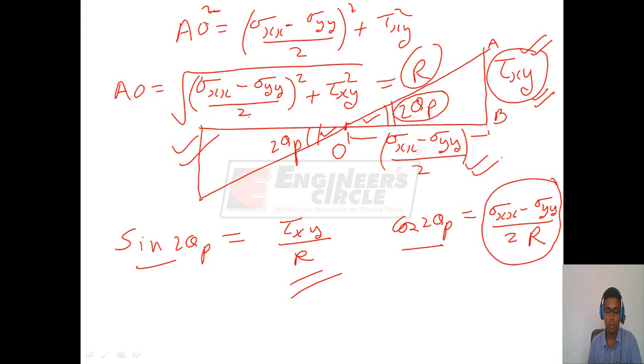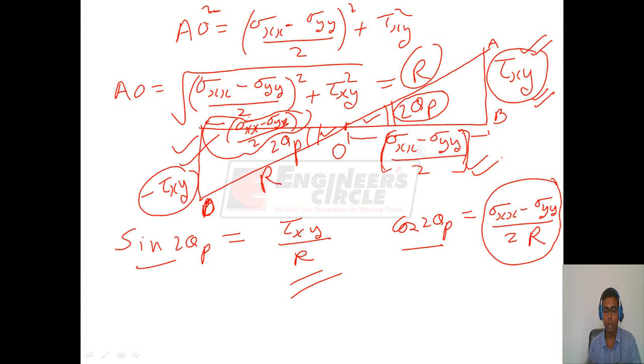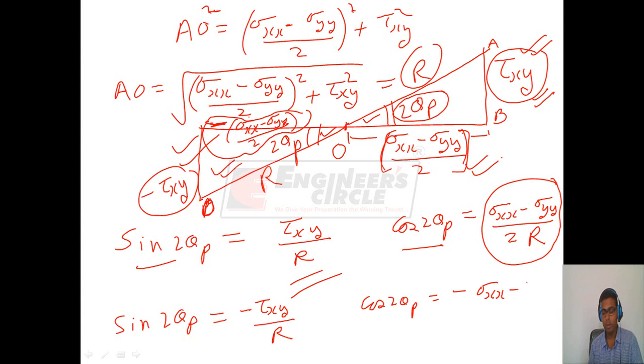So if this is tau xy, this becomes minus tau xy, and if this is (sigma xx minus sigma yy) by 2, then this becomes minus times of (sigma xx minus sigma yy) by 2, and this OD becomes again this square plus this square, so again this will become R. Now if we look at this triangle, we can find another value of sin 2 theta p equal to perpendicular upon hypotenuse, which will be minus tau xy upon R, and cos 2 theta p equal to minus (sigma xx minus sigma yy) by 2, which is base upon hypotenuse, which is R.